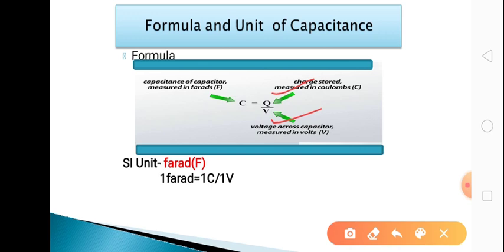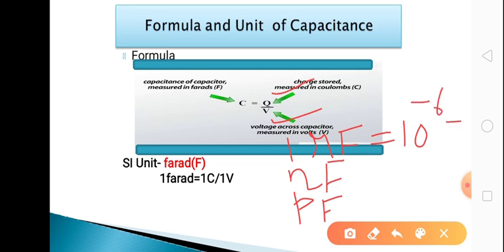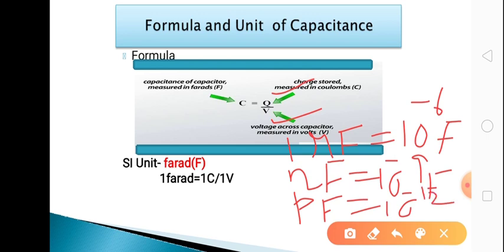Usually capacitors have values in the range of microfarad, nanofarad, picofarad, etc. That means farad is a big unit. 1 microfarad is equal to 10 to the power minus 6 farad. 1 nanofarad is equal to 10 to the power minus 9 farad. Similarly, pico is 10 to the power minus 12 farad.